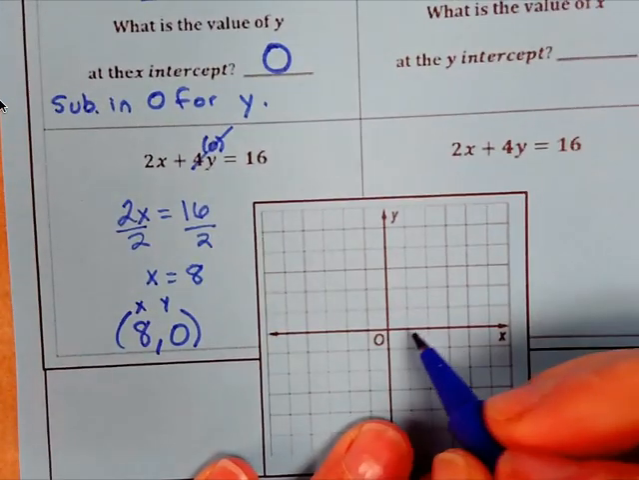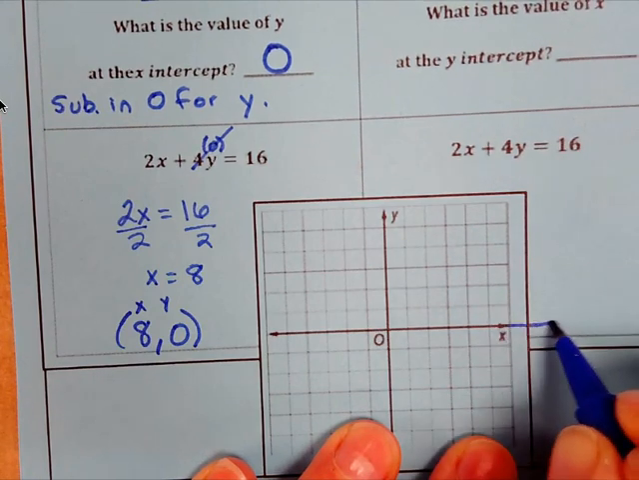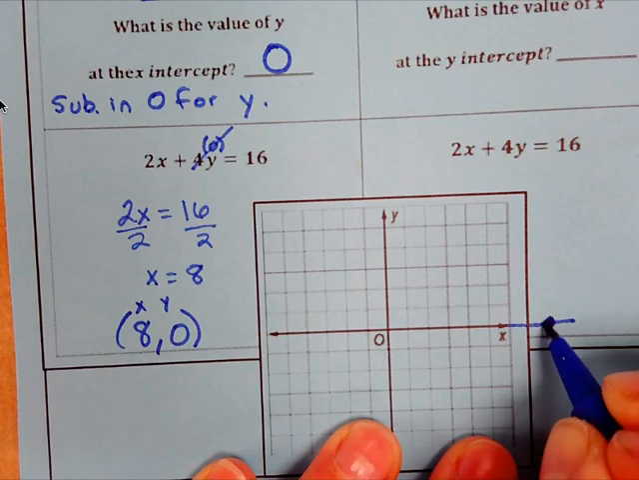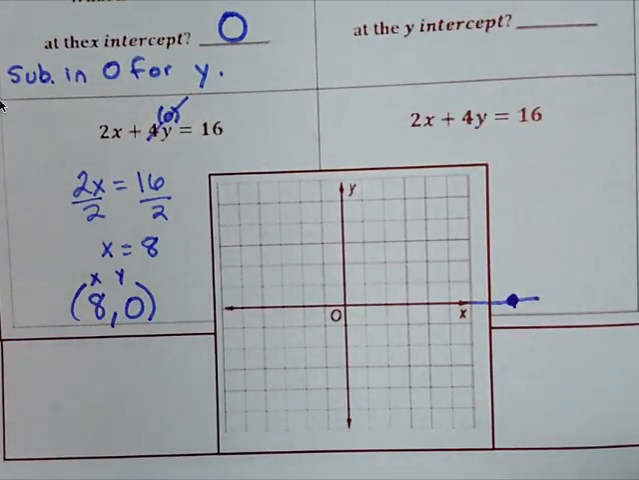So (8, 0). So let's see. 1, 2, 3, 4, 5, 6. I did not create enough here. 7. Let's say that this is 8. We could go by 2s. If you want to go by 2s, you're welcome to do that.